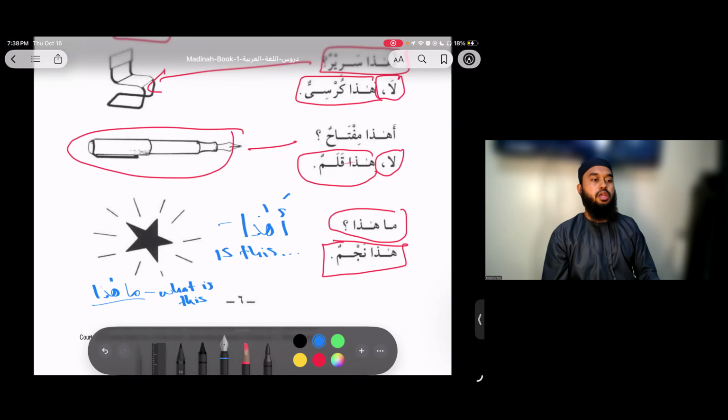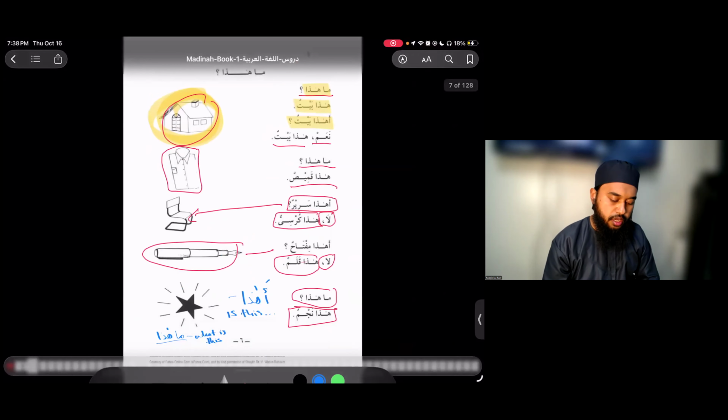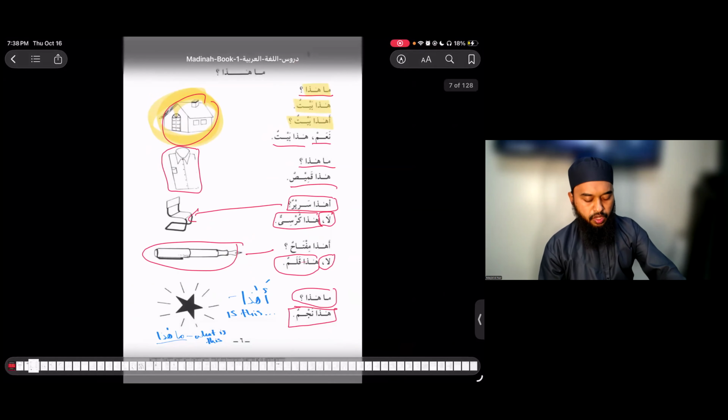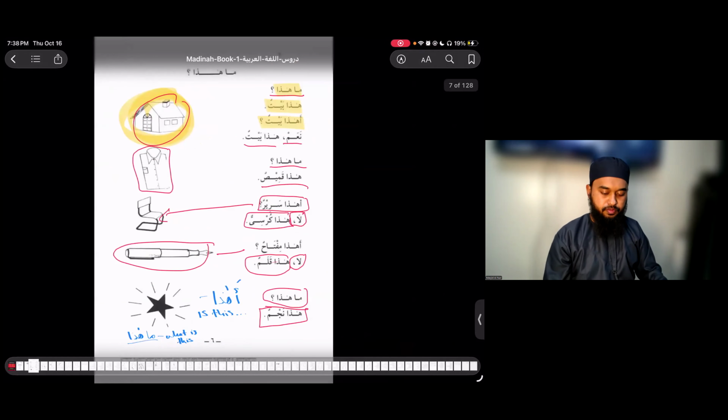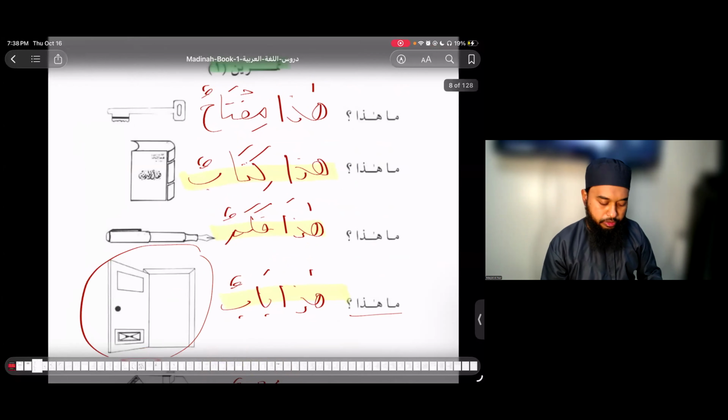Is this a book? Is this a masjid? Is this a blackboard? Is that clear online? On site? On site, we're good? نعم. Good job, na'am. I like hearing that.